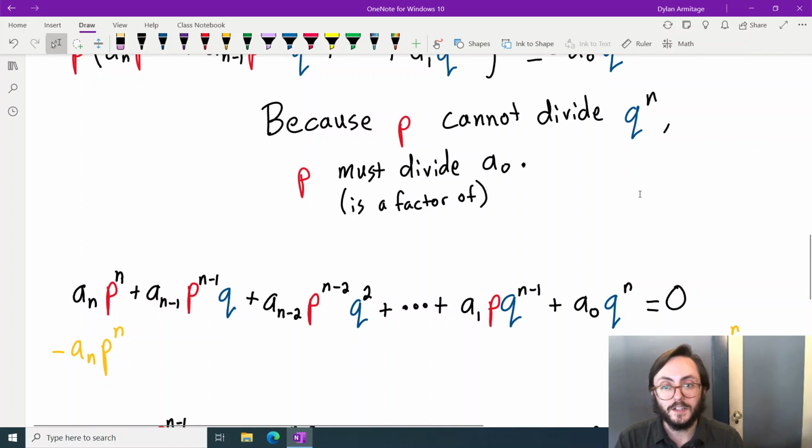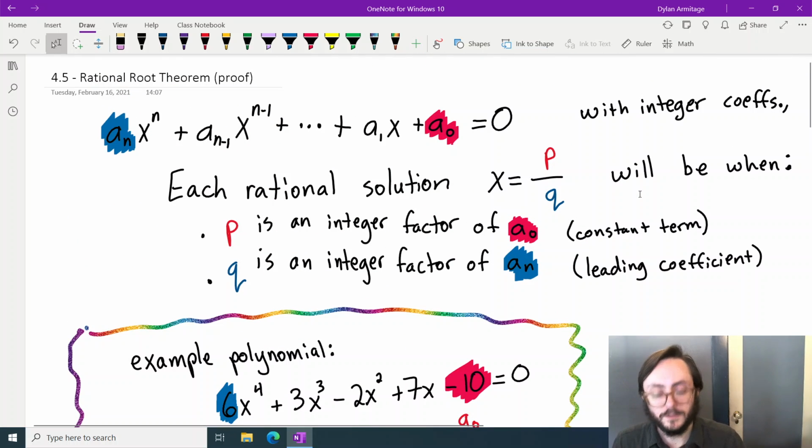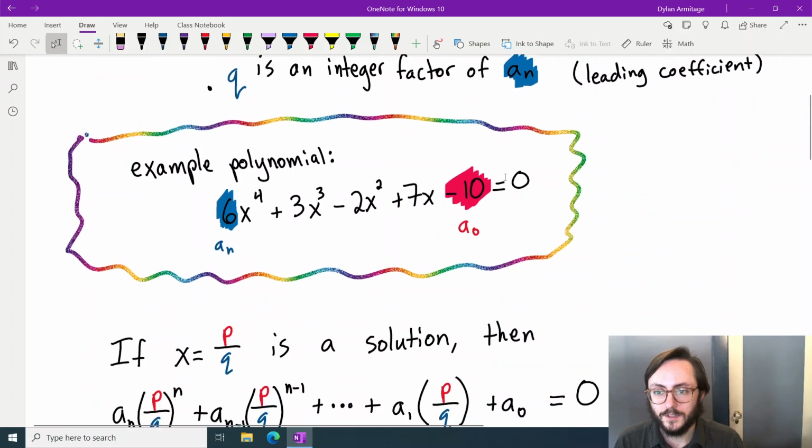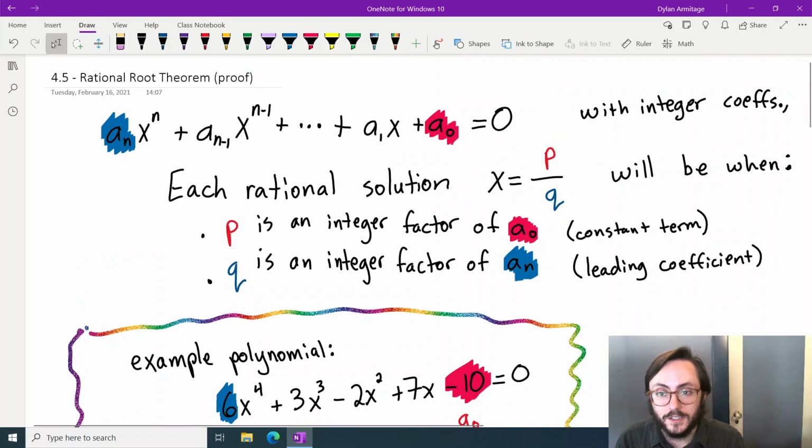P is a factor of a sub 0, which was our original premise for the rational root theorem. So that was a proof of it. It was very loose as far as true mathematical rigor goes, but it should give you an idea of why it works and why we have to deal with the factors of the constant term and the leading coefficient.